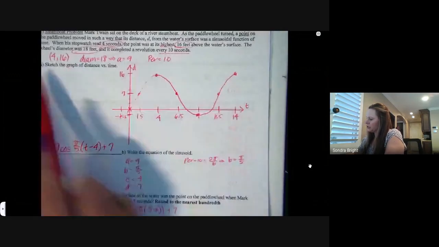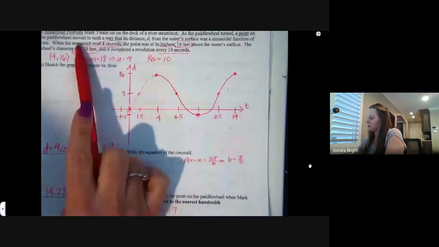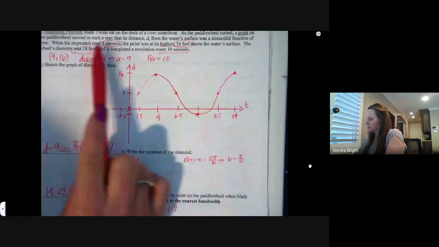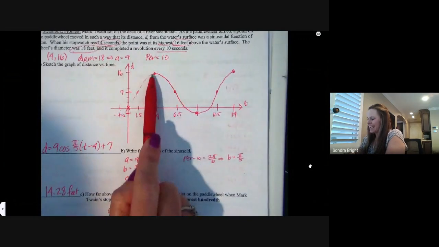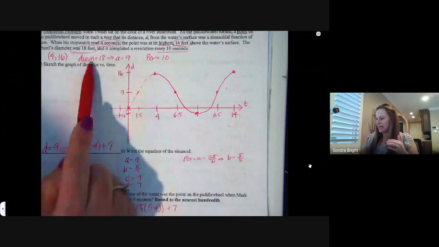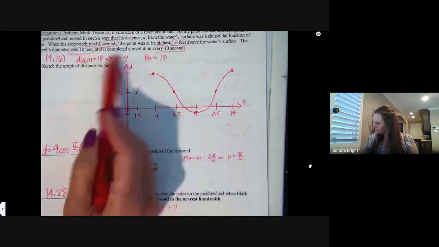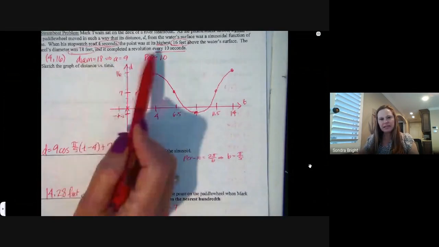And they told us that, let's see here. Paddle wheel turned, a point on the paddle wheel moved in such a way that the distance d from the water's surface was a sinusoidal function of time. When his stopwatch read 4 seconds, the point is at its highest point. So when your t is 4, you've got 16. That's the maximum. The wheel's diameter is 18 feet, right? So that means that the radius of the wheel is 9. The radius of your wheel is what will give you your A value. And then it completed a revolution every 10 seconds. When they tell you it completes a revolution, that gives you the period.